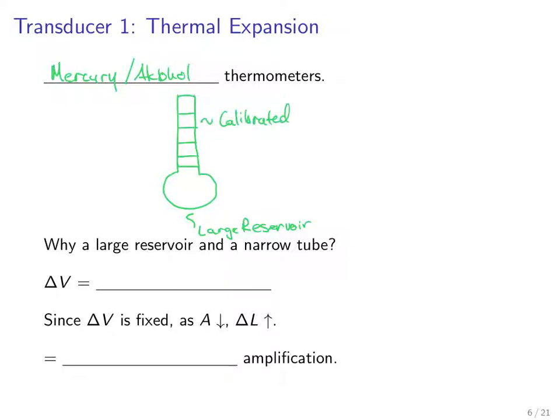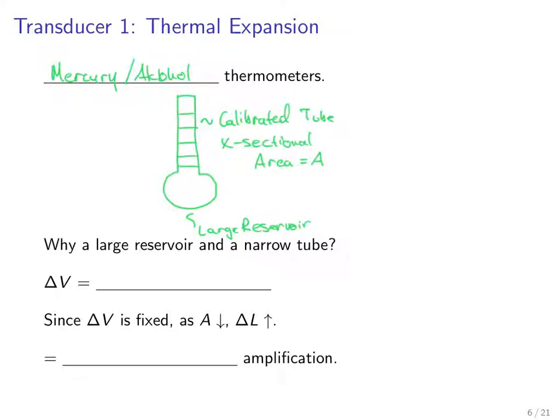When I say calibrated, I mean that somebody has already figured out what the gradations along the length of the tube mean in terms of temperature. And we'll say that the tube has cross-sectional area A. Okay, so why would we use a large reservoir and a narrow tube?